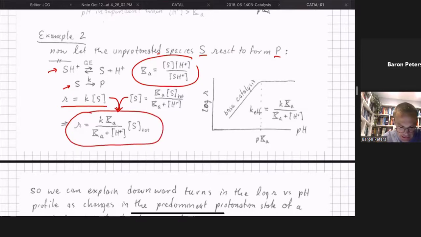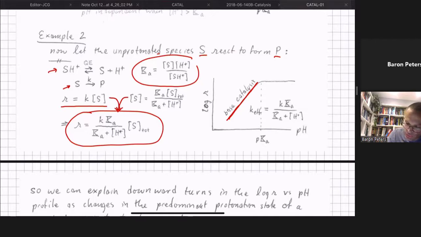Now, let's look at what happens here. As I move far to the left, I'm getting a very large H plus concentration. I can begin to ignore the Ka, and we get a rate that is inhibited by the presence of more and more acid, or equivalently, a rate that's base catalyzed. Okay, so the slope is +1 here, indicates that this is base catalysis.